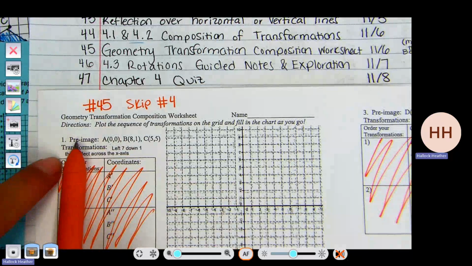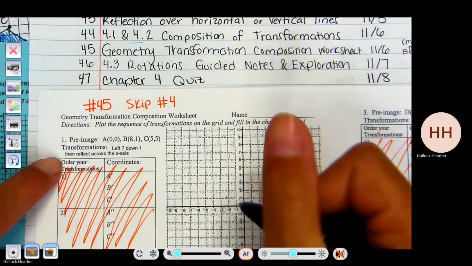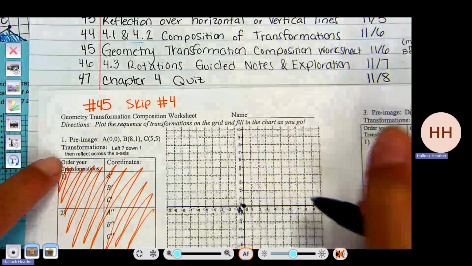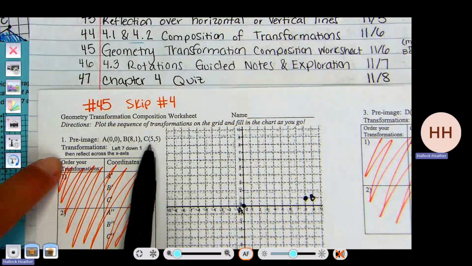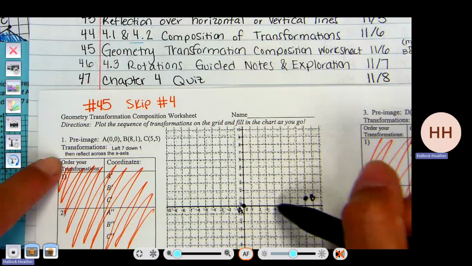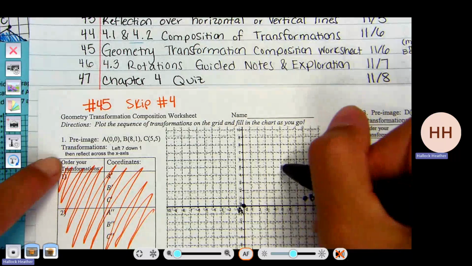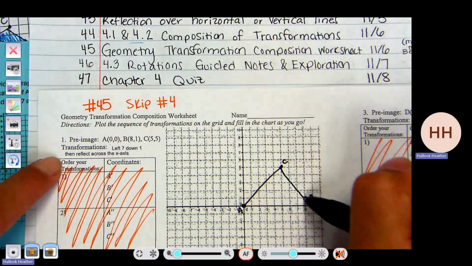So the first thing we're going to do is plot the pre-image, which is a triangle A, B, and C. So we're going to plot the original points. A is at 0, 0. B is at 8, 1. C is at 5, 5. If you're trying to look at the numbers on the graph, it's kind of weird because 5 looks like 6. But if you just count 1, 2, 3, 4, 5 and go up 1, 2, 3, 4, 5, because the numbers are kind of squished together. So you get this cute little triangle.